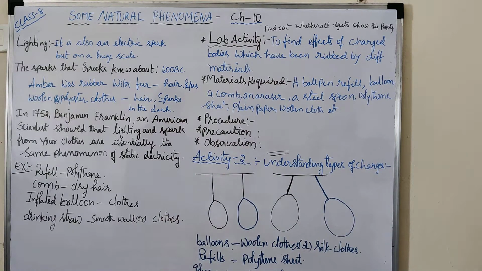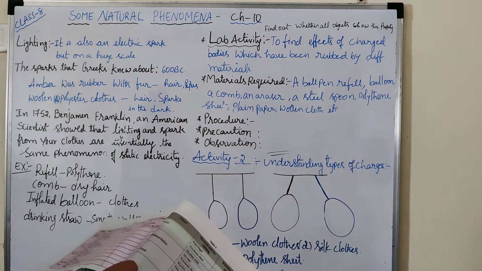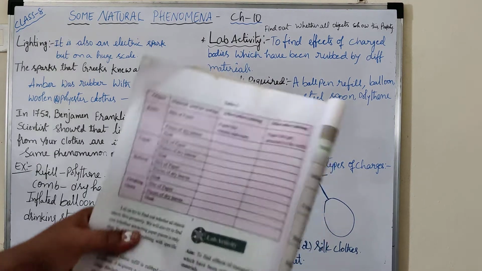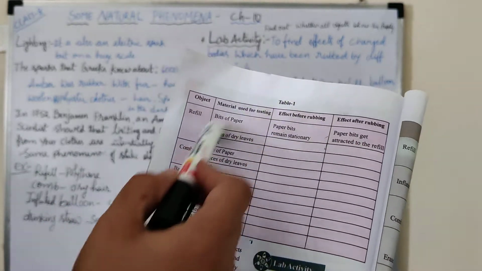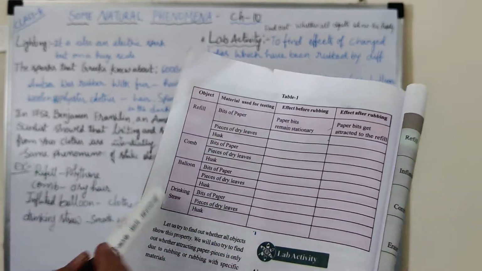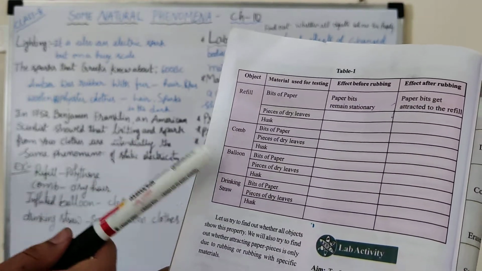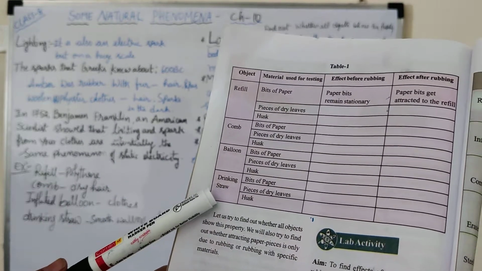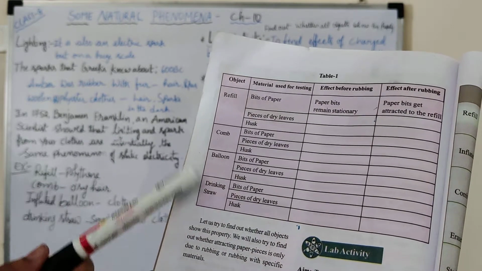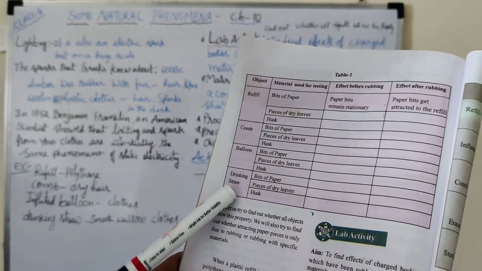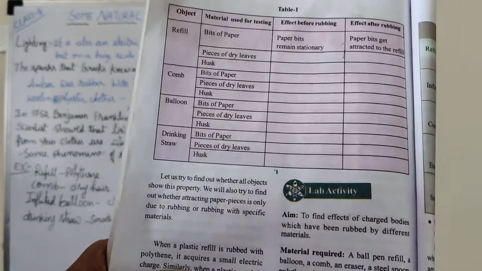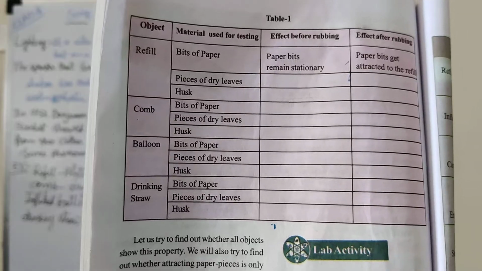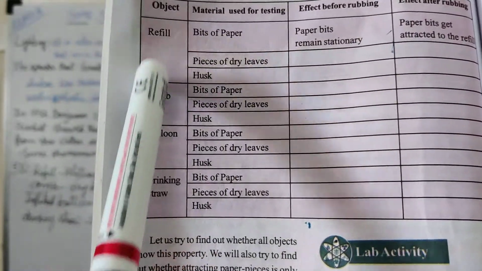See that table 1 from your textbook, page number 134. Here you see, this is the table 1. This is the activity you have to do. So take refill, comb, balloon and drinking straw. So for rubbing these objects, you have to take these materials. Take these 4 objects.